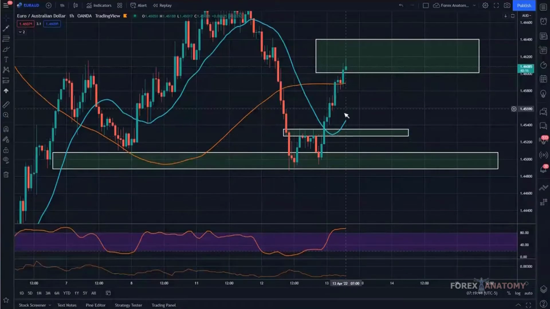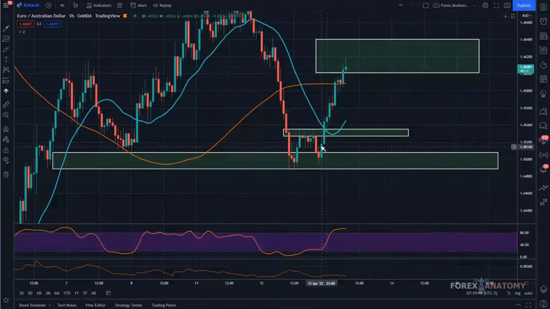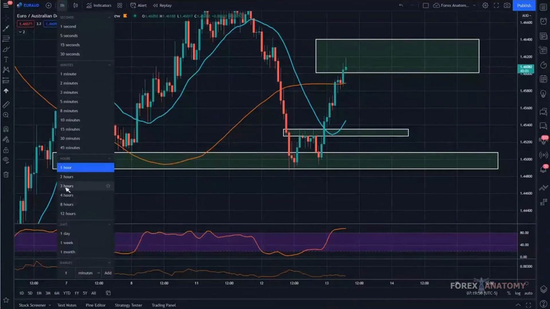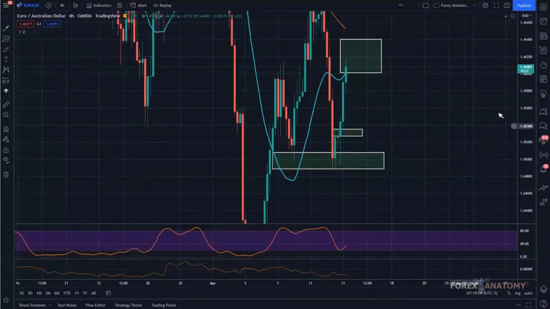So then we have the 1 hour, of course, the 20 simple moving average is sloping to the upside. We have this double bottom neckline break and this expansion higher. We're in a bullish environment on the 1 hour. Let's move up to the 4 hour.